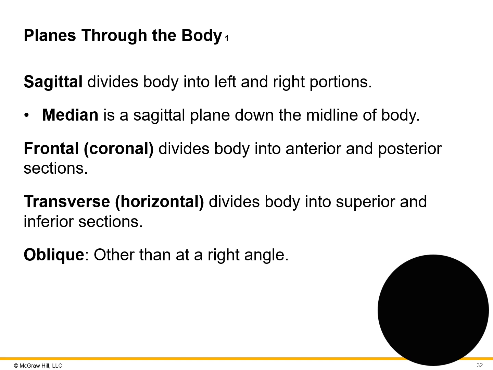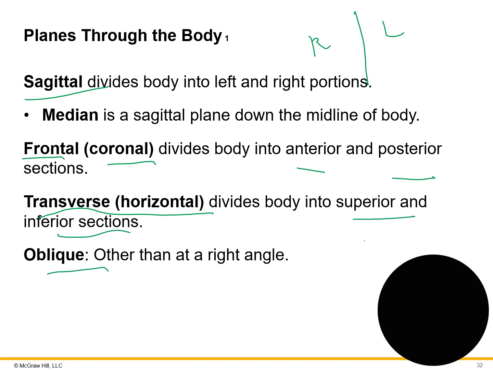Then you see the planes. Sagittal planes give equal right and left portions of the body. Frontal or coronal divides the anterior and posterior sections. Transverse or horizontal divides the body into superior and inferior sections. Oblique is like this. It's not a right angle like that. It's like this, oblique. Sometimes you see some models with an oblique cut or plane.